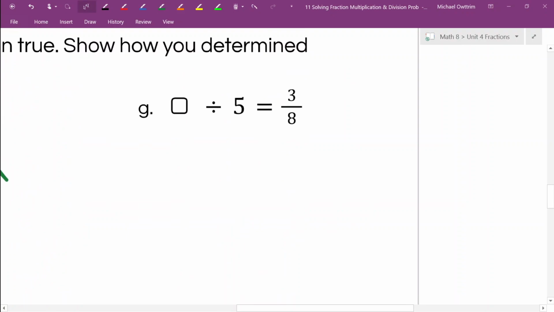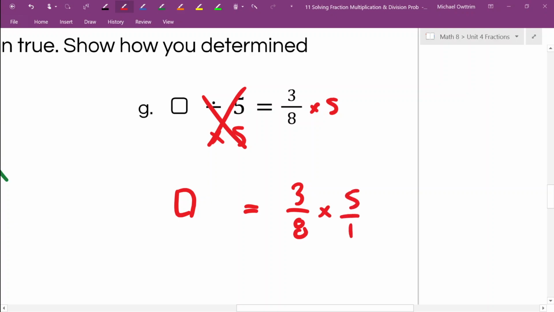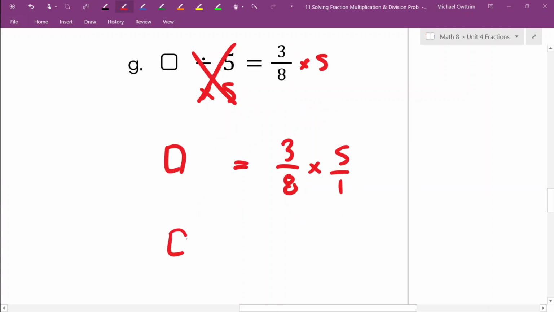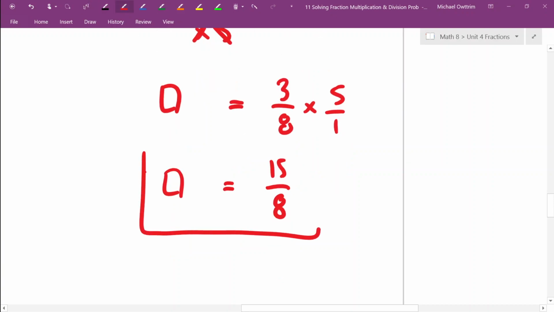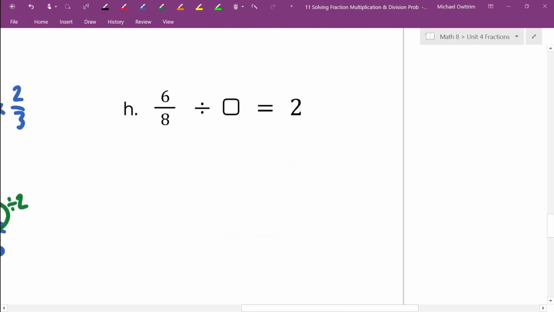In question G, we're going to undo our division by multiplying. So we'll multiply both sides by 5. We get our box is equal to 3 over 8 times 5 over 1. I don't think there's any simplification or anything we can do there. So it'll just be 3 times 5 is 15 on top, 8 times 1 is 8, and that will be the simplest form of our box.